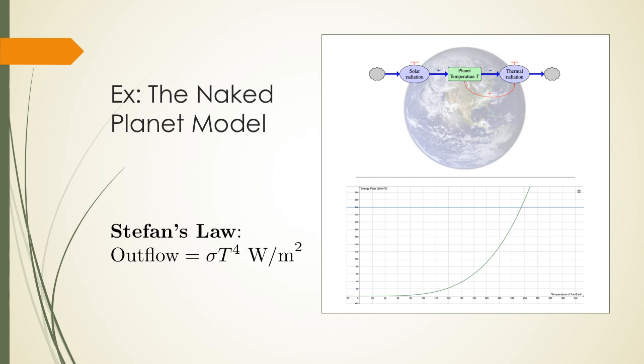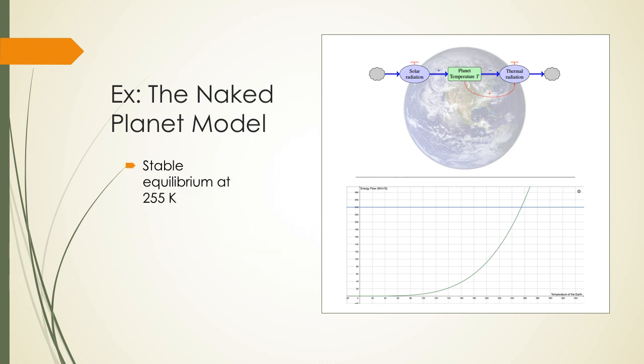Now let's think about the stability of this equilibrium. For any temperature below the equilibrium, the outflow will be lower than the inflow, causing the Earth to heat up, returning it to the equilibrium. On the other hand, if the temperature is above the equilibrium, then the outflow is greater than the inflow, causing the Earth to cool. Again, the tendency is to return to the equilibrium. In other words, T equals 255 is a stable equilibrium for this model. Putting this all together, we can see that this system has a single stabilizing feedback loop, and this results in a stable equilibrium.